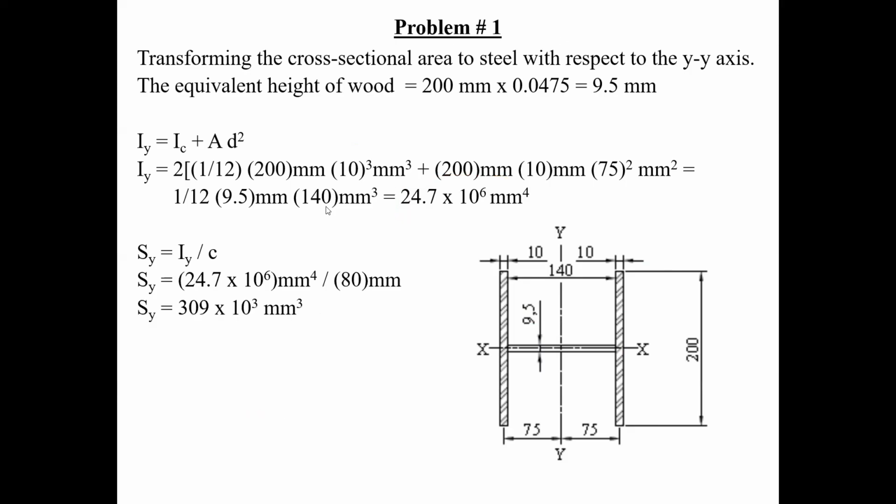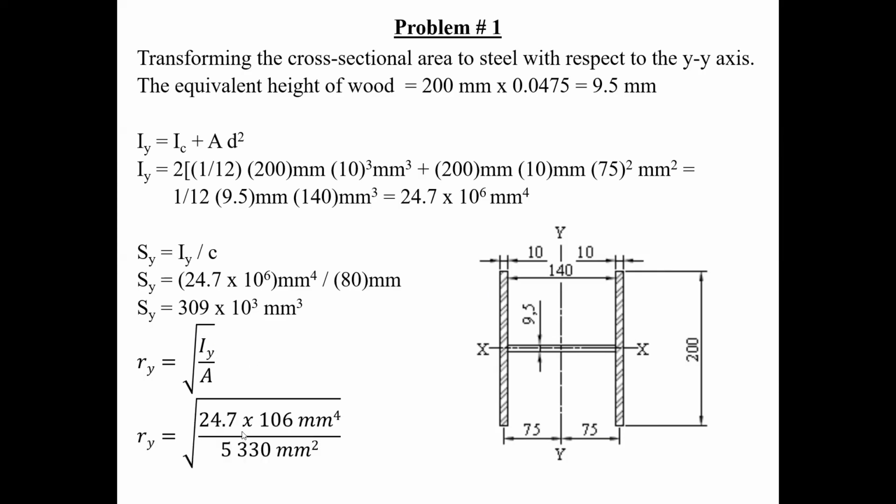As far as the same equation, the only difference is that you always use the same area, and it's Iy divided by A. Here we end up getting an Ry value of 68.1. That means the column would be slightly weaker in compression with respect to the y-axis, because the Ry value is slightly higher than the Rx value. And that would be it for this problem.